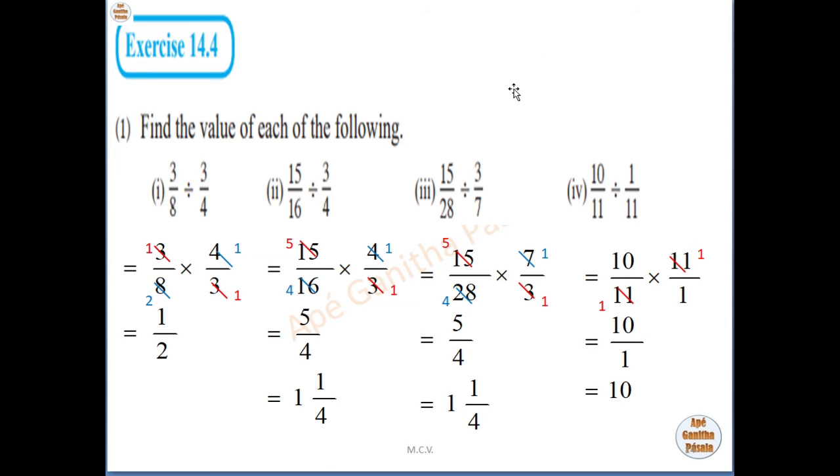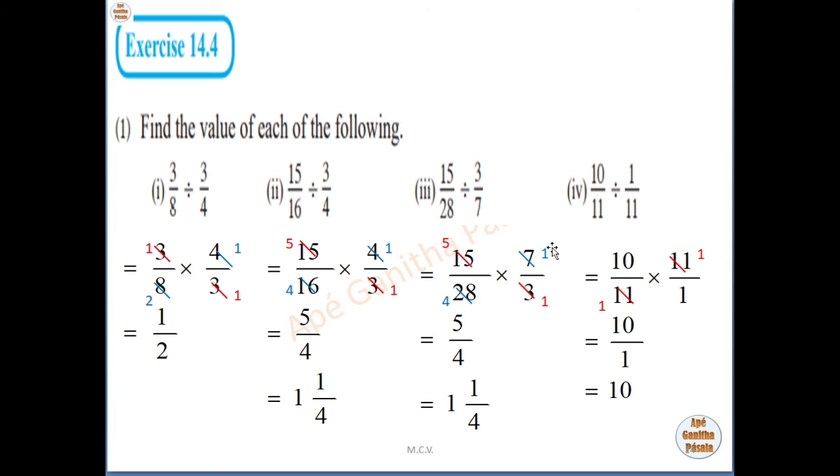Next one. 15 over 28 divided by 3 over 7. Get the reciprocal of the right hand side. 3 over 7 can be written as multiplying 7 over 3. Now using red color I have marked the denominator and numerator which you can simplify. 3 divided by 3, 1. 15 divided by 3, 5.